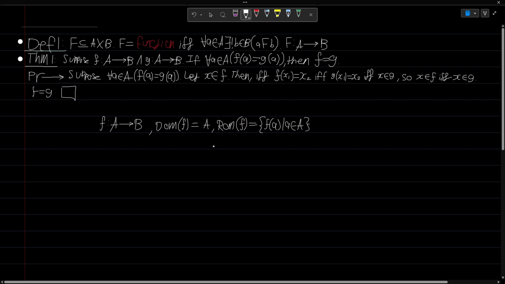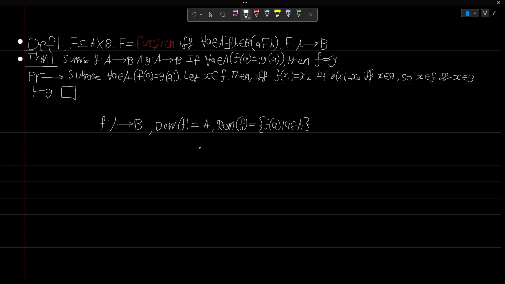So from this, we can define domains and ranges for functions alone, where obviously the domain of f for any function f is equal to just A, and the range of f can be defined as the set of all f of a such that a is in A. And again, this need not be all of B. This just needs to be a subset of B.